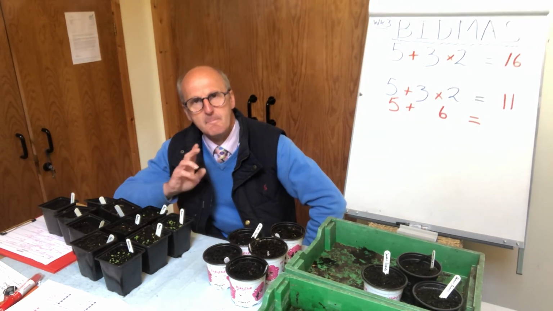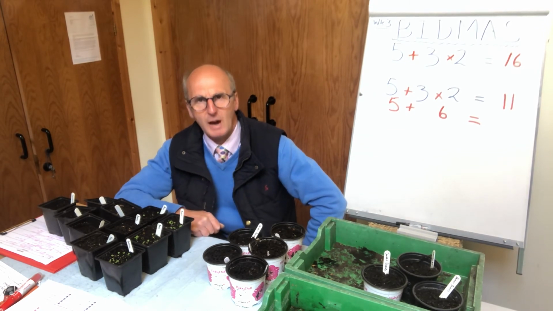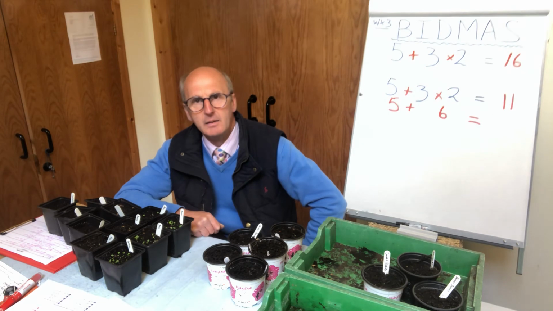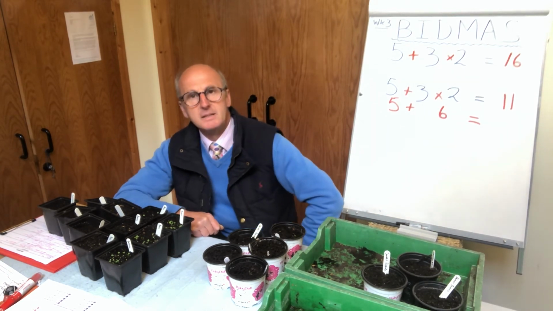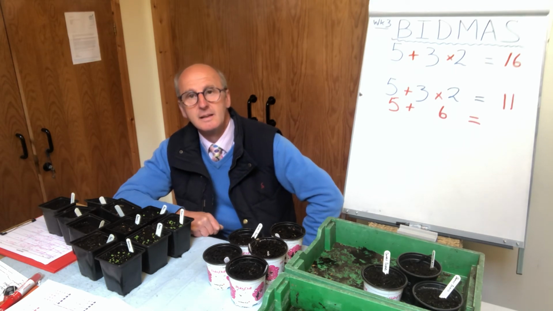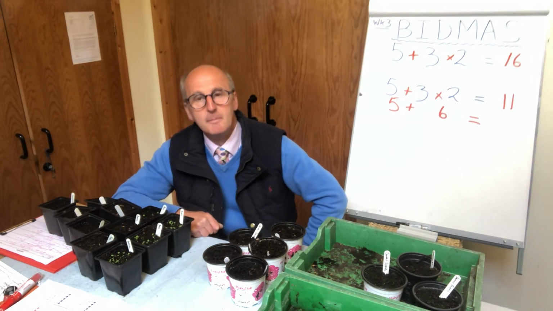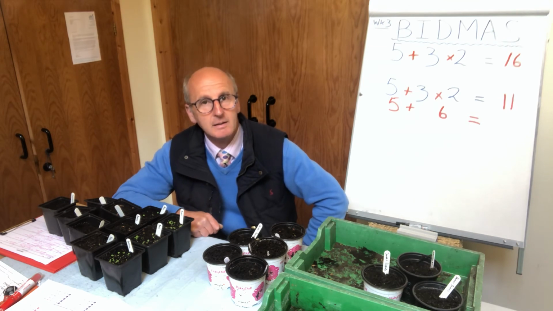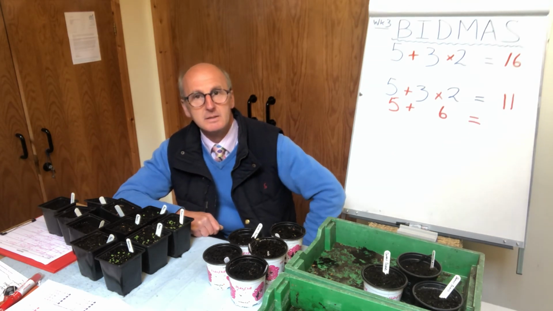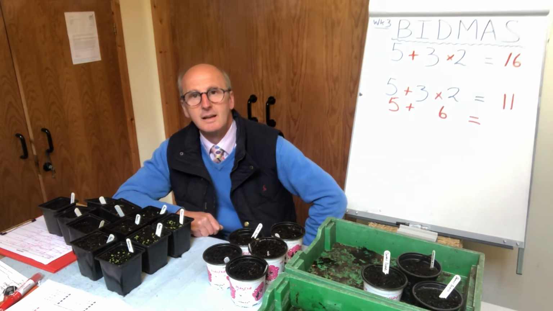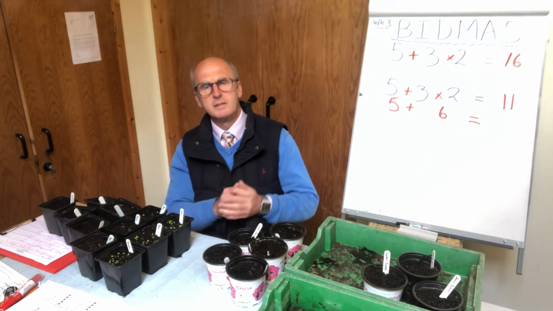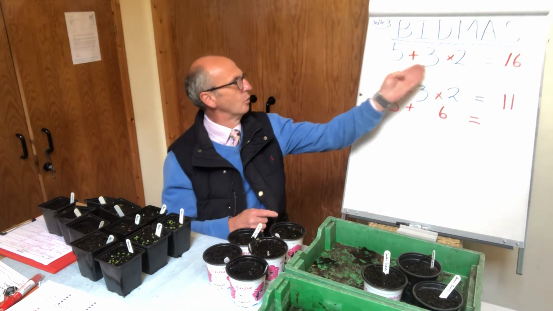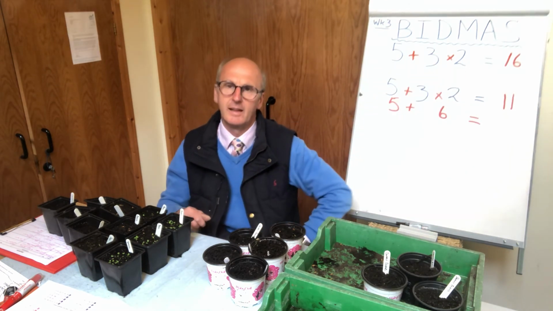Repeat after me. B means brackets. I, or O, means indices or order. D means divide. M means multiply, A means addition and S means subtraction. And you must do it in that order, not just in the order that you read it in. Otherwise, hey, you're going to get the answers wrong.